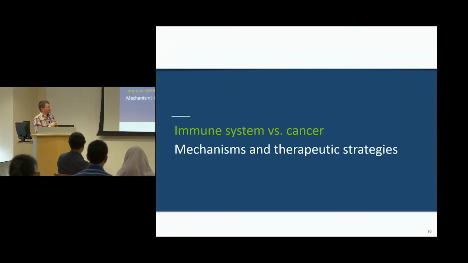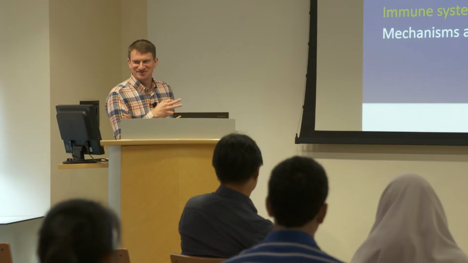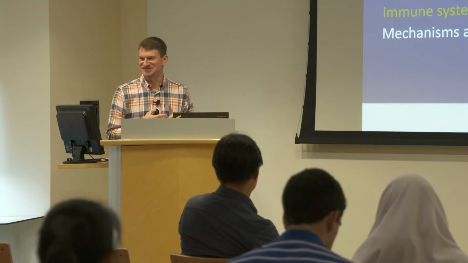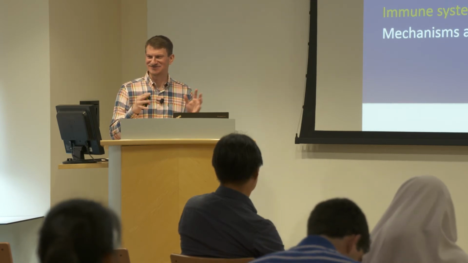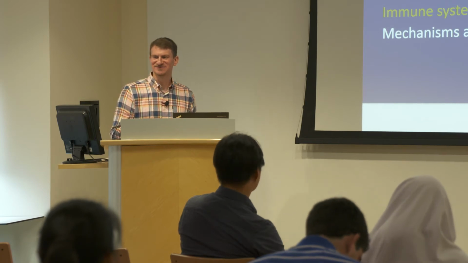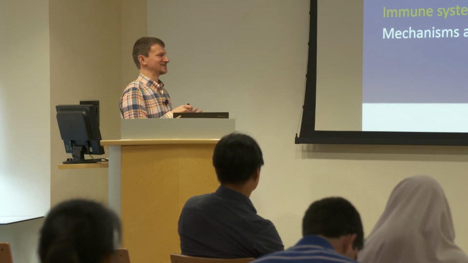Okay, so that's the basics of the immune system. I've skipped over lots of stuff in the immune system, like B cells. I've skipped most of innate immunity, but T cells are really the name of the game for the most part for tumor immunity. So that's why I focused on that.